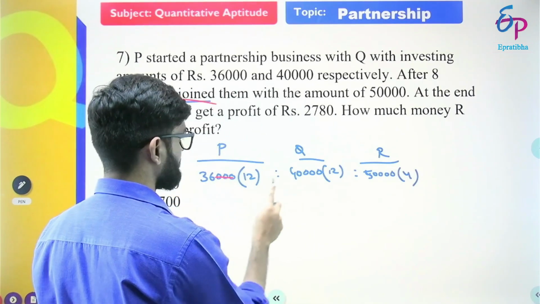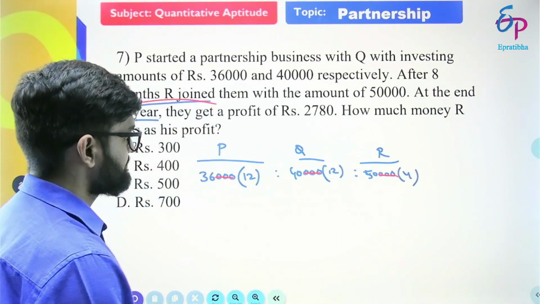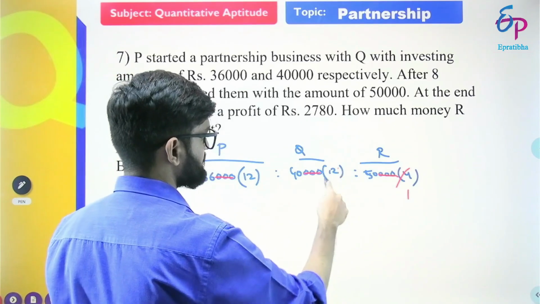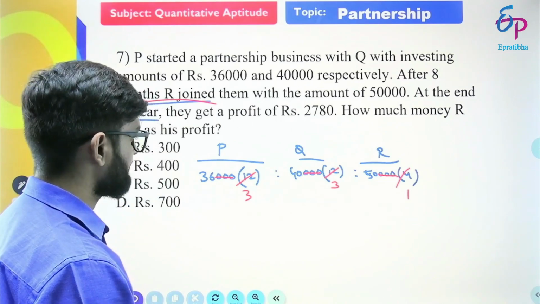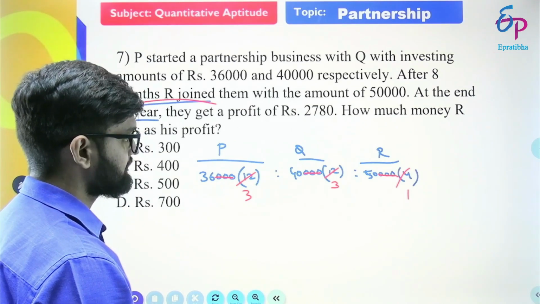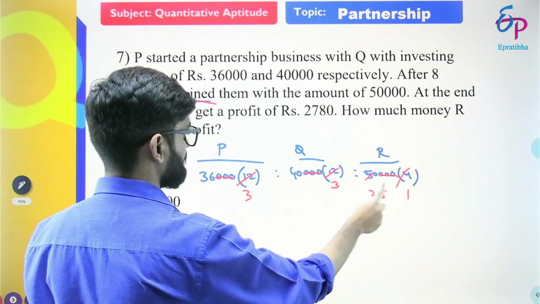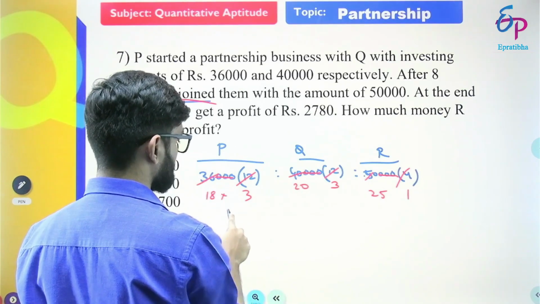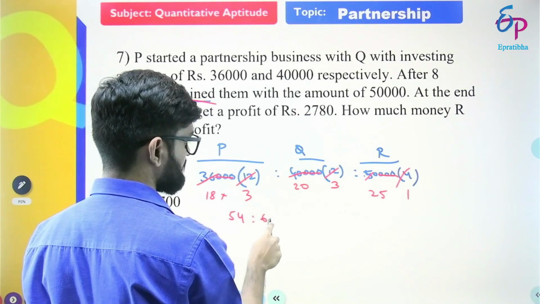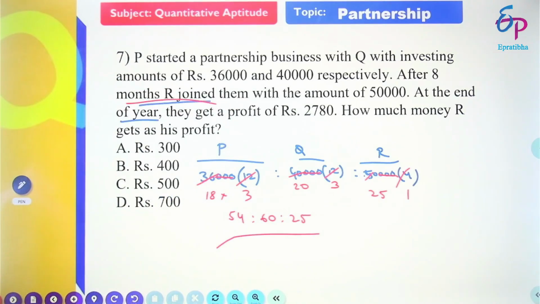Okay, how many zeros can we cancel? 3 zeros are common. And what can I cancel here? 4 table, 4 ones, 4 threes and 4 threes. What else can I cancel? This is 25, 2 25s, and this 2 20s, and this is 2 18s. This is 54 is to 60 is to 25. But the R value I want, 25 by whatever the value, you can take and get the answer.